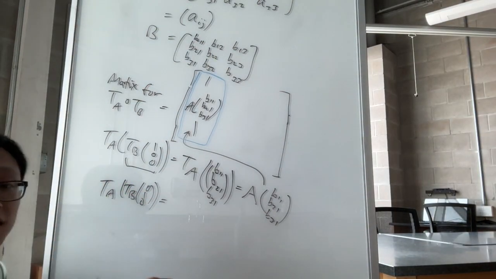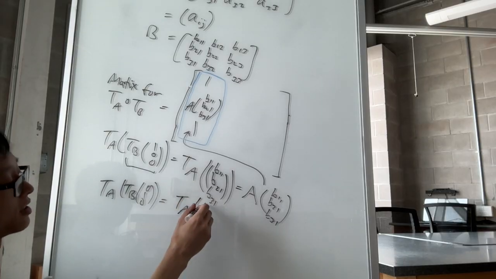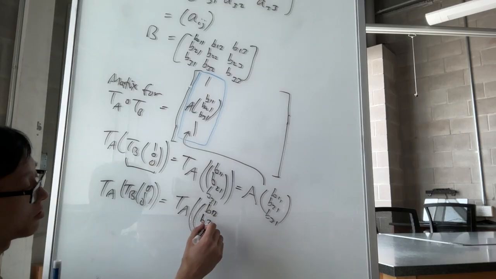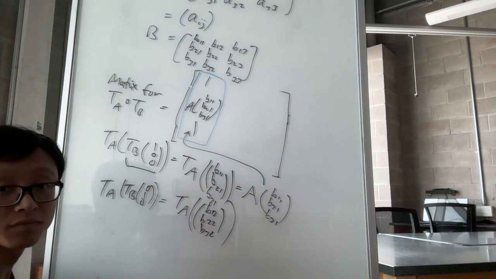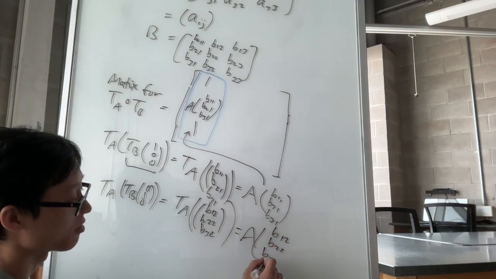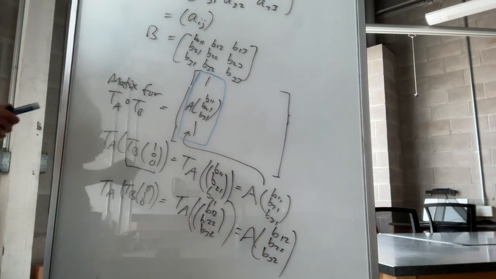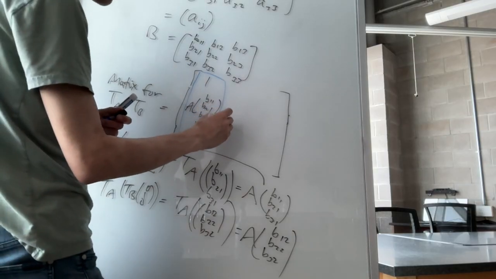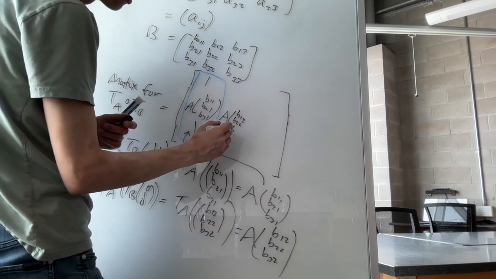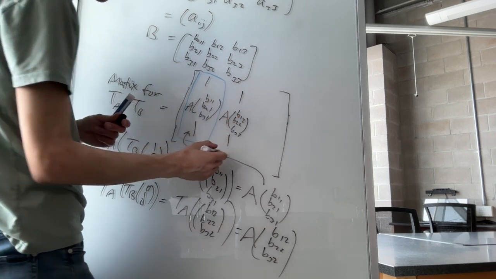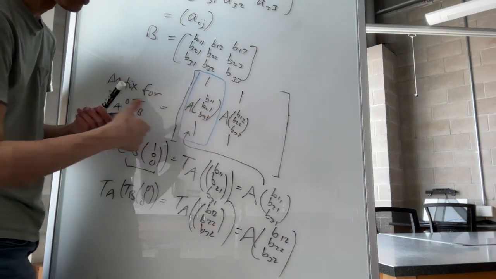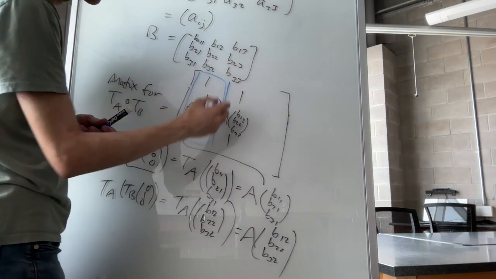So this down here would be TA of the second column of the matrix B, B12, B22, B32, which is just going to be A times that, B12, B22, B32. So the second column is going to be whatever that matrix vector product is. I put these lines to show it spans the whole column. That's the second column.